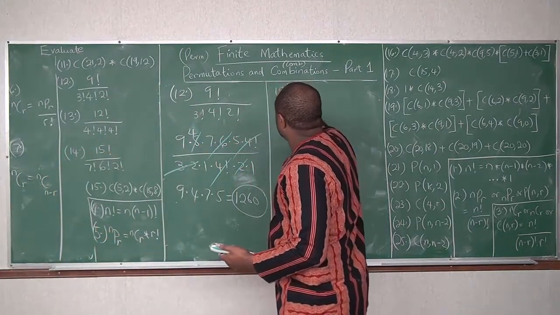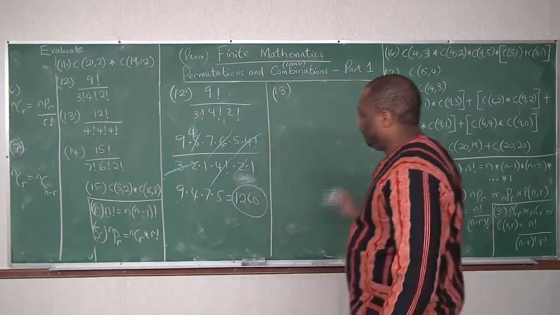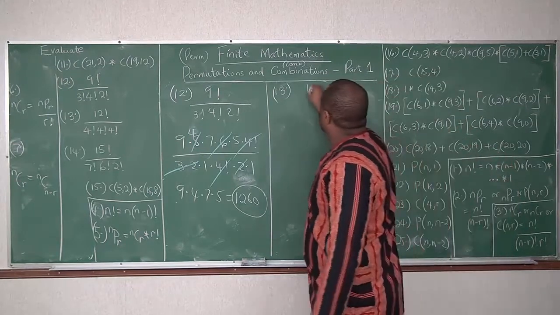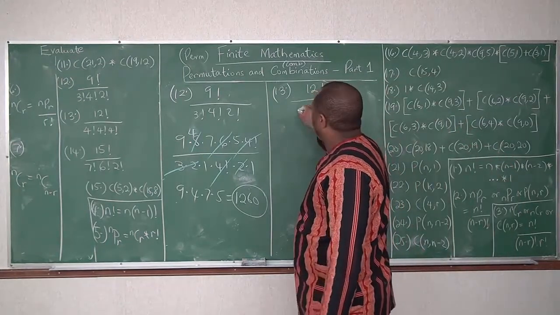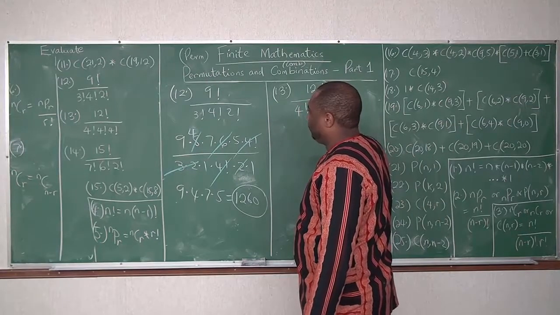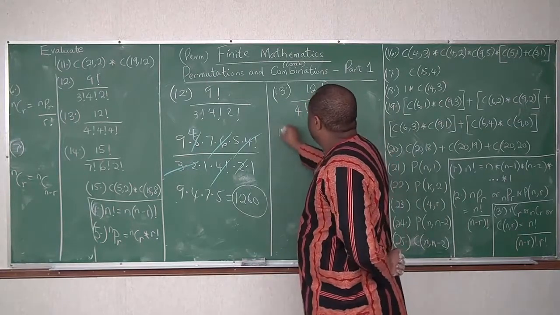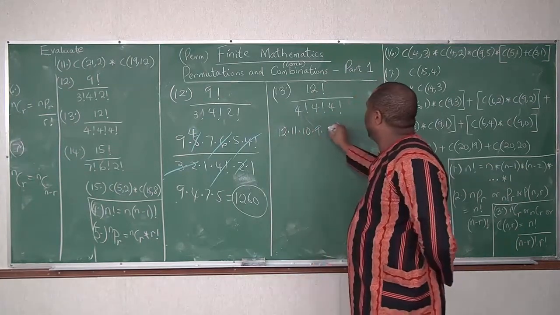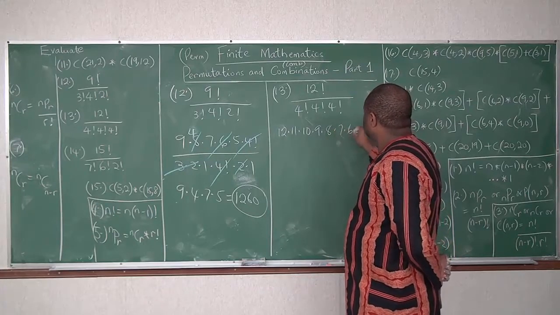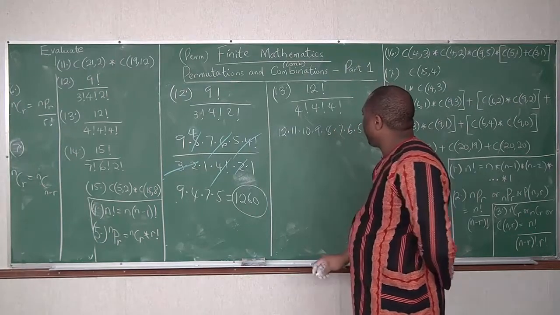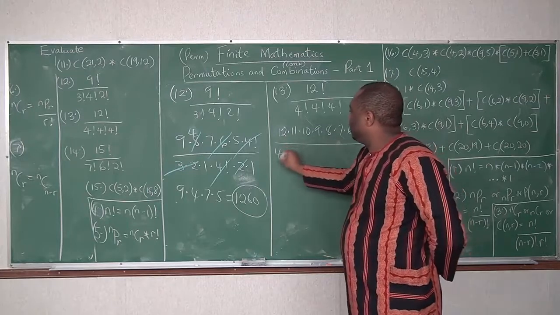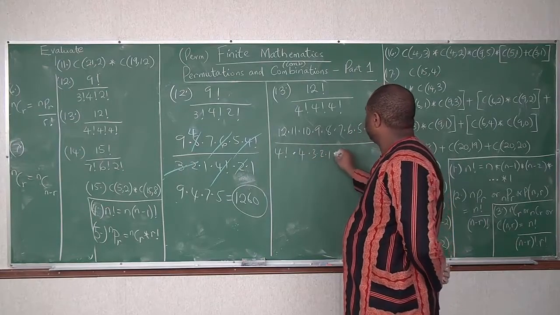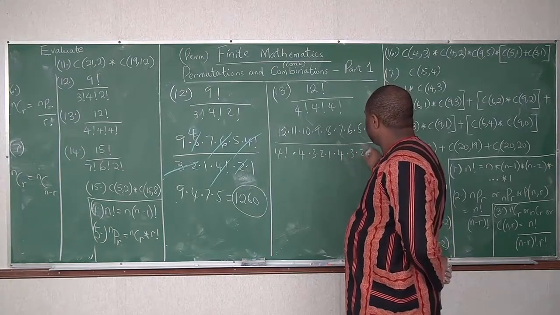Question 13. I'm hoping that this video will not be long, but it might be because this is 25 problems. This is 12 factorial over 4 factorial, 4 factorial, 4 factorial. So this is 12 times 11 times 10 times 9 times 8 times 7 times 6 times 5 times 4 factorial, all over 4 factorial times 4 times 3 times 2 times 1 times 4 times 3 times 2 times 1.